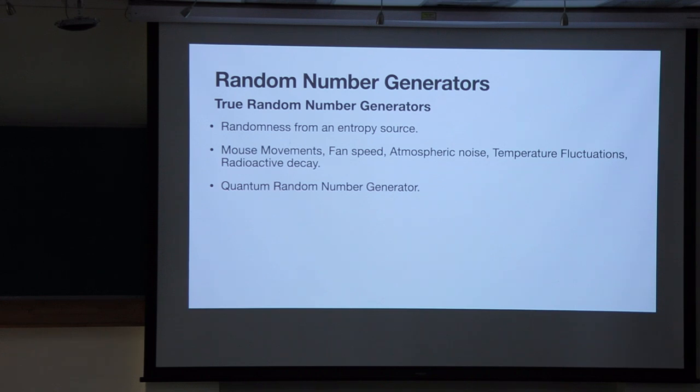The second type of random number generators are called true random number generators. Unlike the last one, which is based on some mathematical formula, here you use some proper entropy source. For instance, say you're working on a computer and the computer records your mouse movements, and then it can process that and generate a random number from there. Similarly, it can be done with the fan speed of a computer, atmospheric noise, temperature fluctuation, etc. And one very important example is a quantum random number generator, where if you measure a superposition state, the outcomes are supposed to be random.